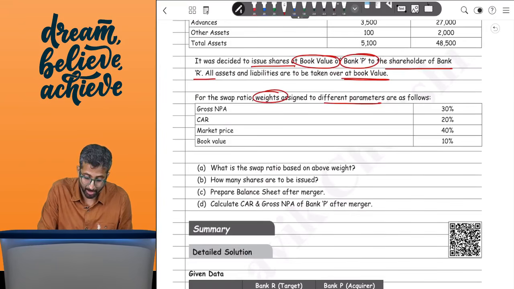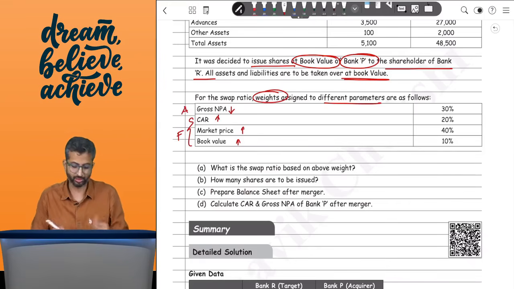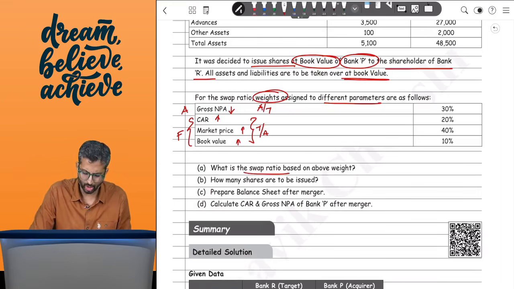Gross NPA, remember, is an adverse factor, lower the better. Capital adequacy ratio, higher the better. Market price, higher the better. Book value, higher the better. So these three are favorable financial factors and the first one is an adverse financial factor. If it is an adverse financial factor, the exchange ratio is acquirer by target. For the other three, it is target by acquirer. What is the swap ratio based on the above weights?